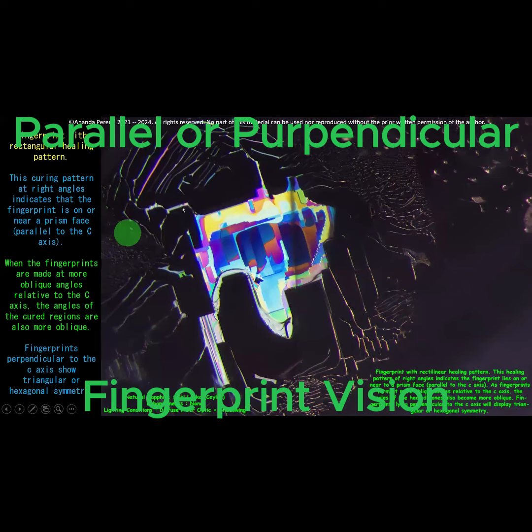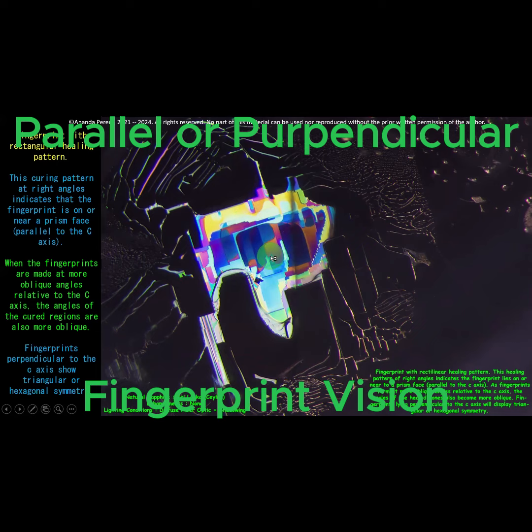Now, in here, look at the fingerprint. My cursor is moving around the fingerprint. In the middle of the fingerprint, you can see this healing pattern. Rectangular healing pattern is there. These are the rectangular shapes. So we can see the C-axis. Inside the C-axis of this stone is this line. Fingerprint with rectangular healing pattern is there.